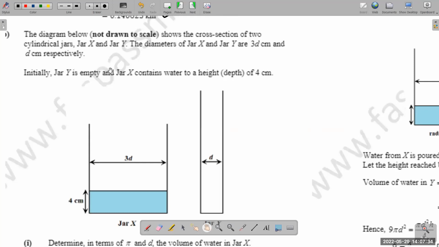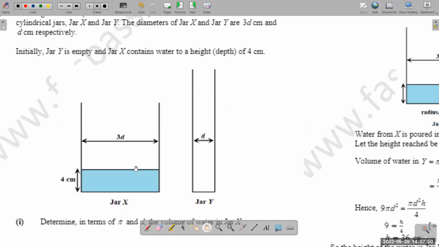So let's go. The diagram not drawn to scale shows a cross section of 2 cylindrical jars, jar X and jar Y. The diameters of jar X and jar Y are 3D and D respectively. So from the jump, I know that this is 3 times as much as this, or that's what they claim. Everybody see that?